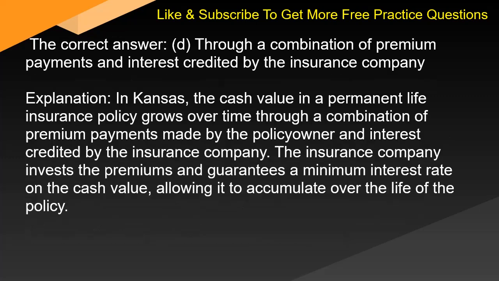The correct answer, D. Through a combination of premium payments and interest credited by the insurance company. Explanation. In Kansas, the cash value in a permanent life insurance policy grows over time through a combination of premium payments made by the policy owner and interest credited by the insurance company. The insurance company invests the premiums and guarantees a minimum interest rate on the cash value, allowing it to accumulate over the life of the policy.